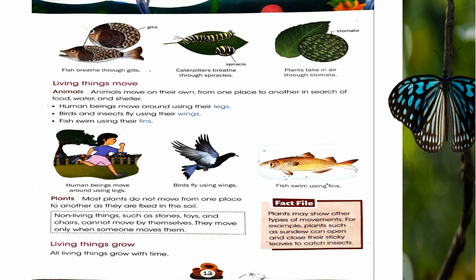Living things move. Animals move on their own from one place to another in search of food, water, and shelter. Human beings move around using their legs. Birds and insects fly using their wings. Fish swim using their fins. You can see the images of a human being moving around using legs. The bird is flying and the fish is swimming with the use of its fins.